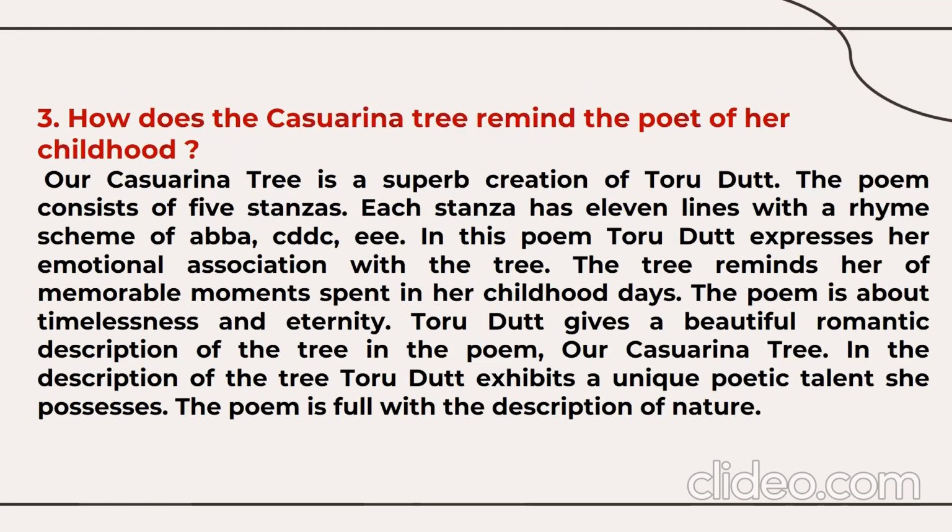Question number 3 for 5 marks. How does Casuarina tree remind the poet of her childhood? Our Casuarina Tree is a superb creation of Toru Dutt. The poem consists of 5 stanzas. Each stanza has 11 lines with a rhyming scheme of ABBA, CDDC, EEE.